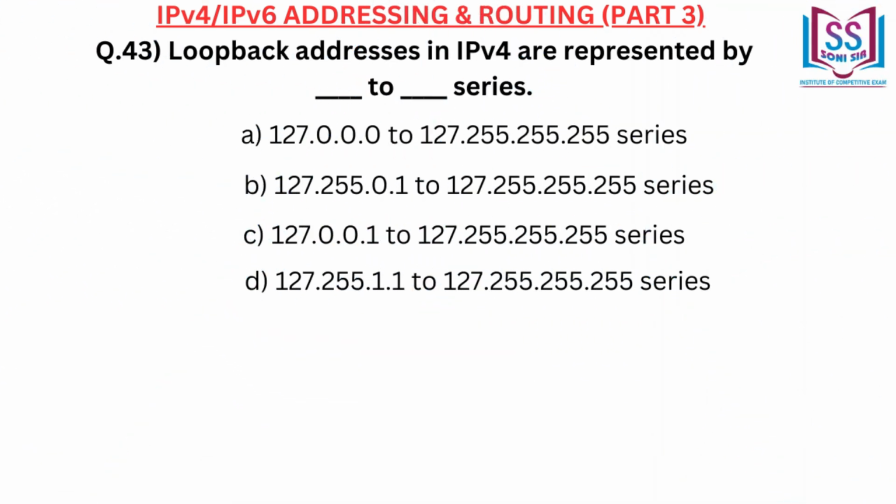Loopback addresses in IPv4 are represented by dash to dash series. A. B. C. D. Correct answer C.